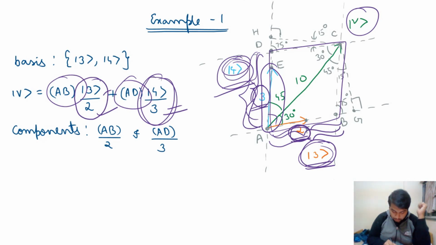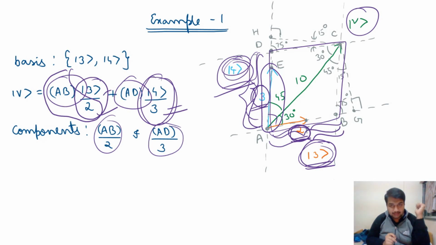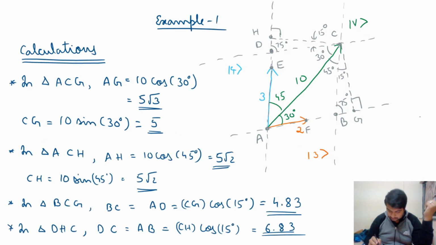So at the end, what we will get is that the component with respect to vector 3 will be AB by 2, and the component with respect to vector 4 will be AD by 3. So now it becomes just a simple trigonometry problem to figure out what the side lengths AB and AD are. Now I'm not going to explain that in detail, however I have calculated over here. You can just pause the video and go through the calculation and convince yourself that this is the result that you get for AB and AD.